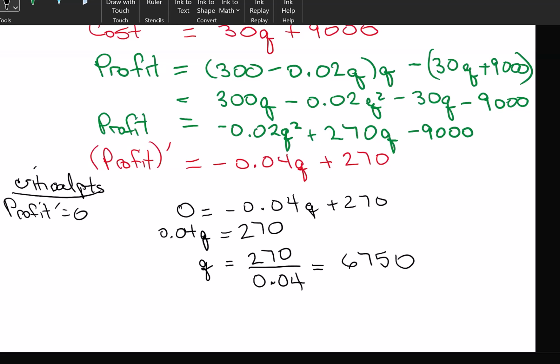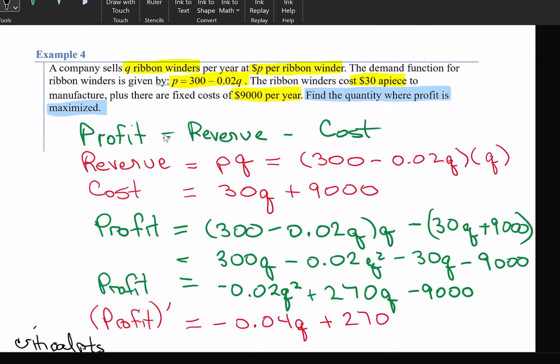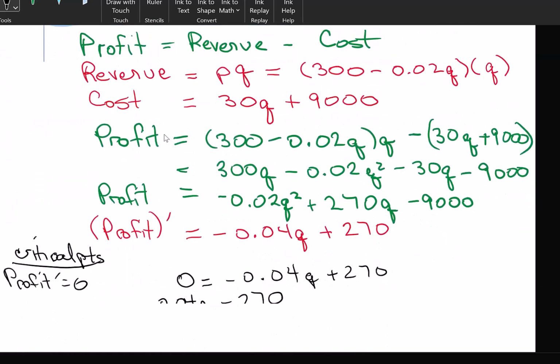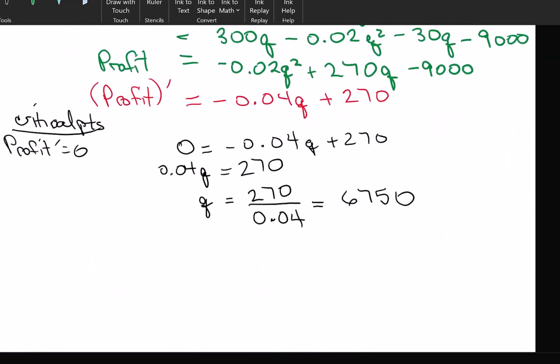I always read the question last. Find the quantity where profit is maximized. We did it. The quantity where profit is maximized is 6,750. So we get Q equals 6,750. This is our critical point. We still have to figure out if this is a maximum or a minimum, or neither.